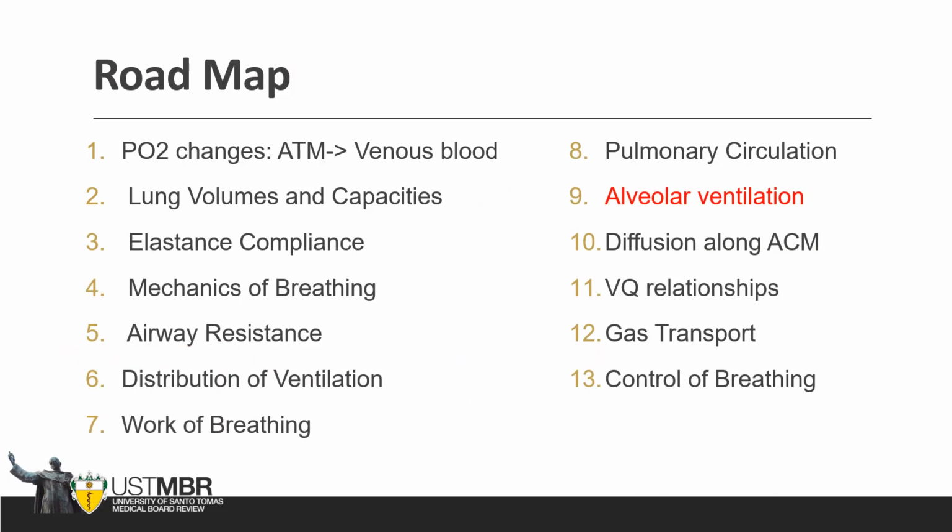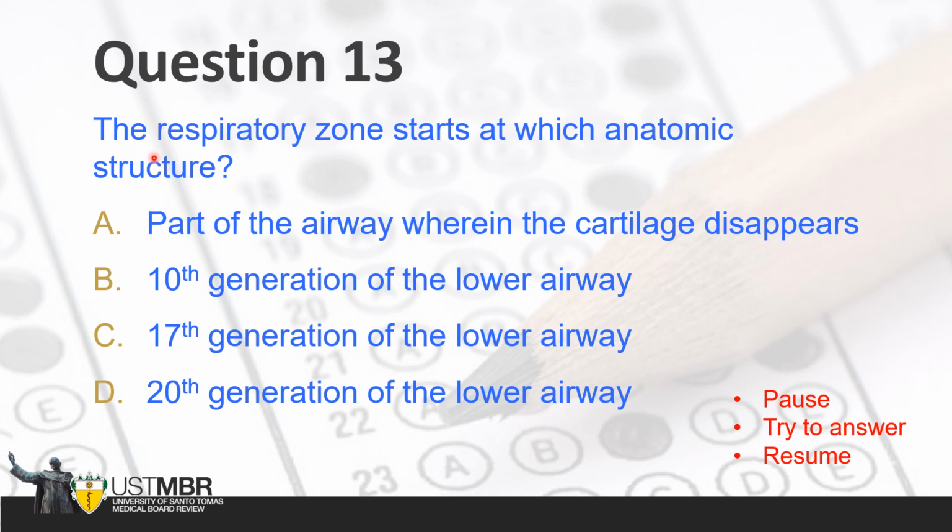So we move on to the next topic, number 9, which is alveolar ventilation. The respiratory zone starts at which anatomic structure? A. Part of the airway wherein the cartilage disappears. B. 10th generation of the lower airway. C. 17th generation. And D. 20th generation. Again, I'd like you to pause, try to answer, then resume.